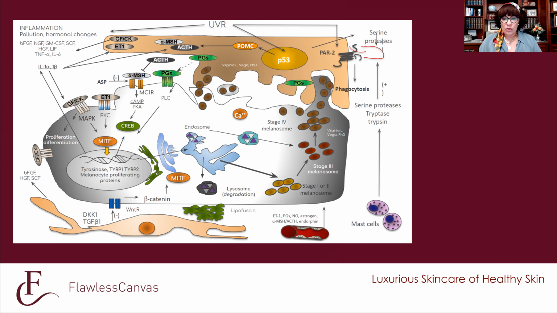Things that are important to remember: you have factors that come from the environment, internal factors, and factors from the dermis and immune cells. So there are several factors that we need to consider to have good control when your melanocytes start producing excess pigment.